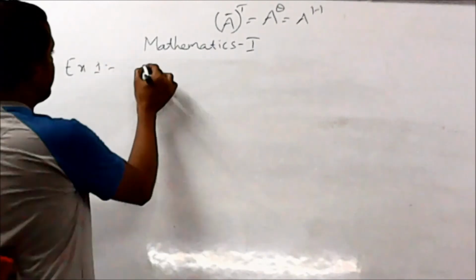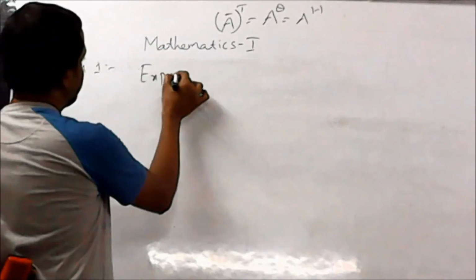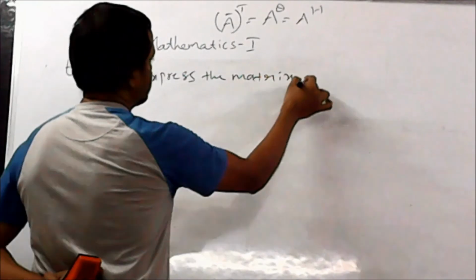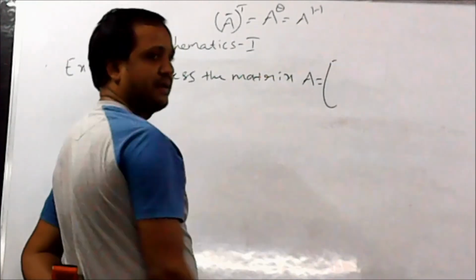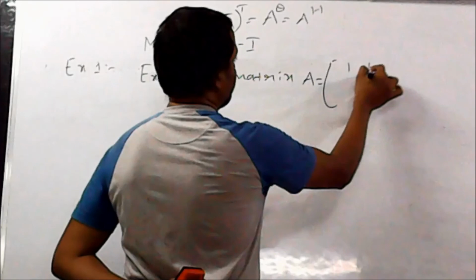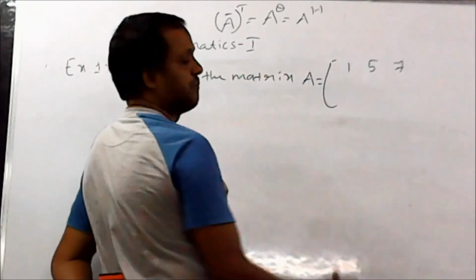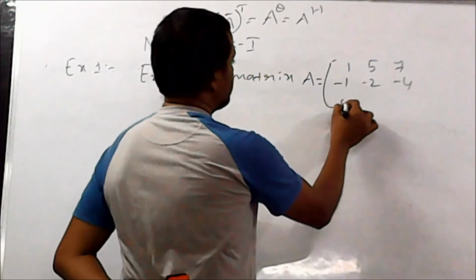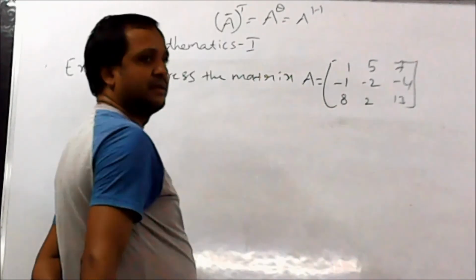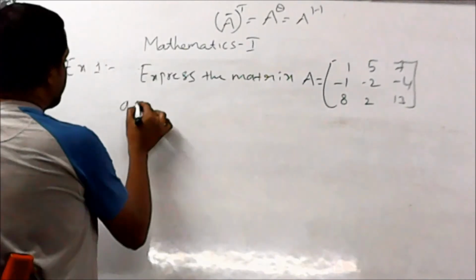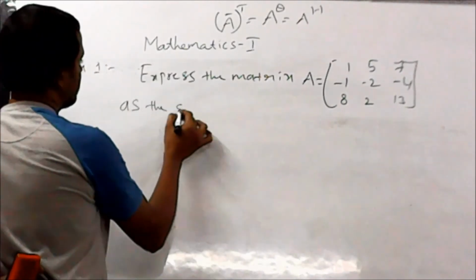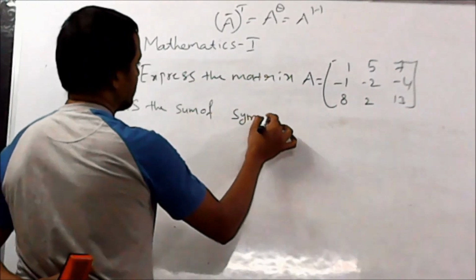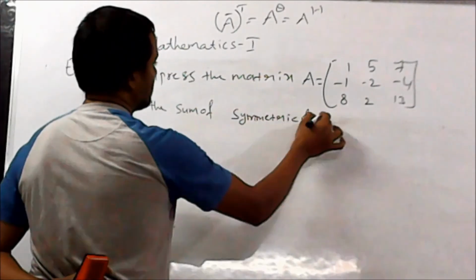Express the matrix A, which is given. Suppose we take A as 1, 5, 7, minus 1, minus 2, minus 4, 8, 2, 13, as the sum of symmetric and skew-symmetric matrices.